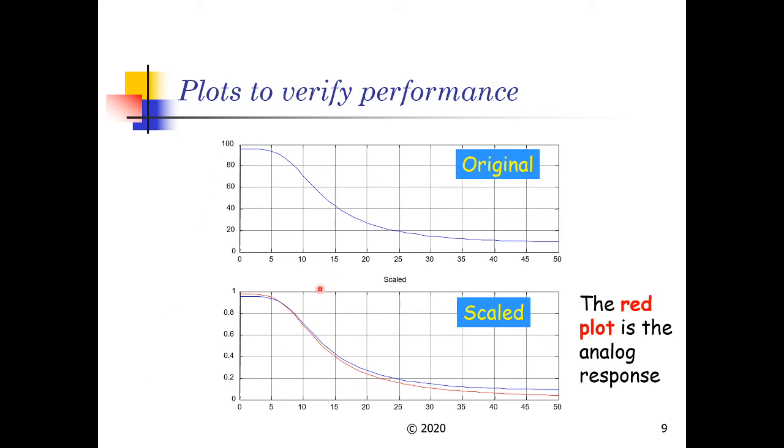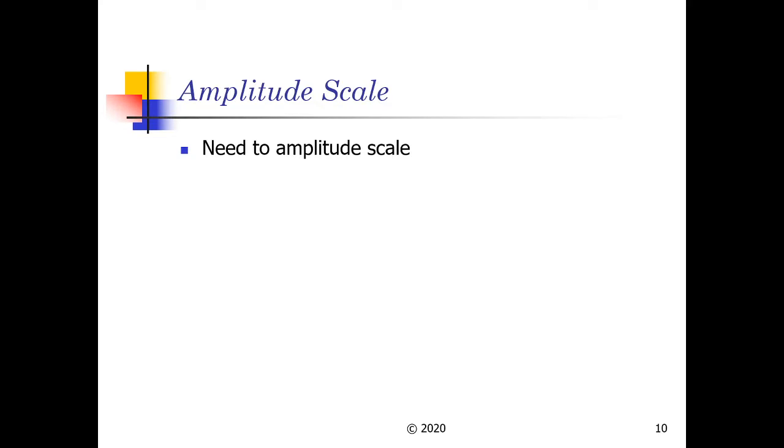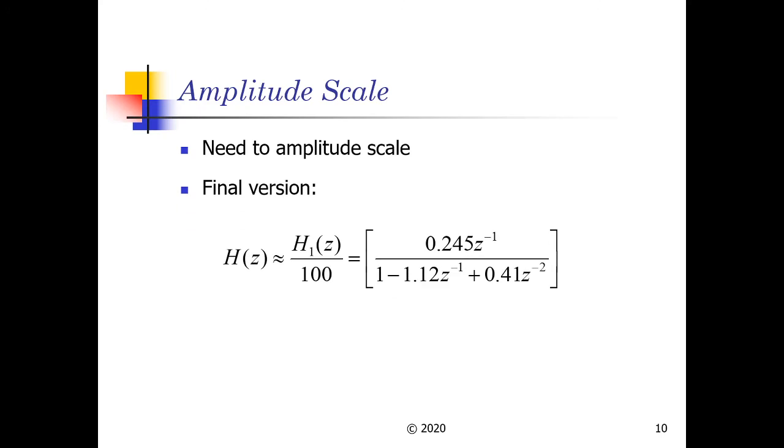Now one thing to note is that even though we have the analog response here from the original and the scaled version here, showing that the red plot is the analog response and our blue plot here is the digital response, we can see basically they tend to be lined up pretty similar to each other. However, when you're doing this in digital form, sometimes you may need to amplitude scale. And as such, the final version, by doing the amplitude scaling, will resolve into this form here accordingly.